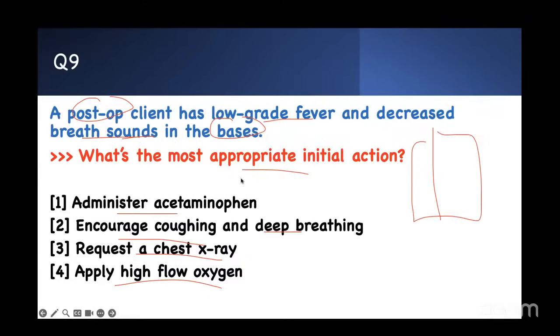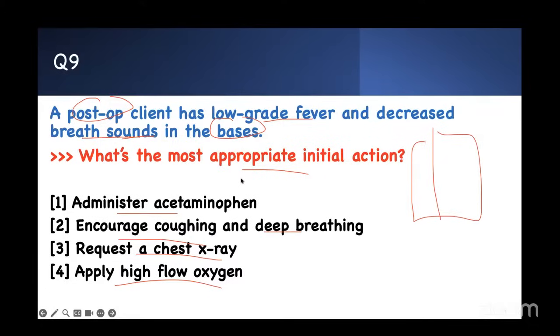But if they put it in the question form, can you figure it out? This is the way you present. Post-op patient, low-grade fever. It's not dying. It just has what? Atelectasis. If you have atelectasis, you don't need X-ray. If you have atelectasis, you don't need Tylenol. If you have atelectasis, you don't need oxygen. You need to breathe. Give them incentive spirometer and let them take a deep breath.